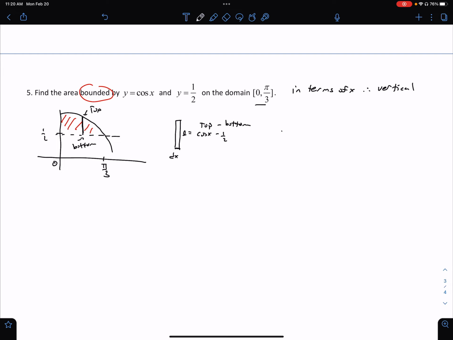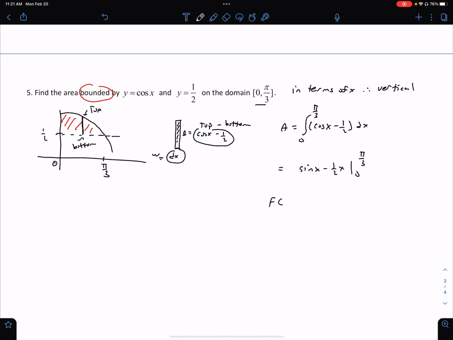If I want to find the area of this one tiny little rectangle, we're going to take the dx, the width, and multiply it by the length. That's going to give us cosine of x minus 1/2 times dx, and we're going to evaluate that. They tell us the domain is 0 to pi over 3, so that's cool for us. Take the antiderivative, so that becomes sine of x minus 1/2 x from 0 to pi over 3.